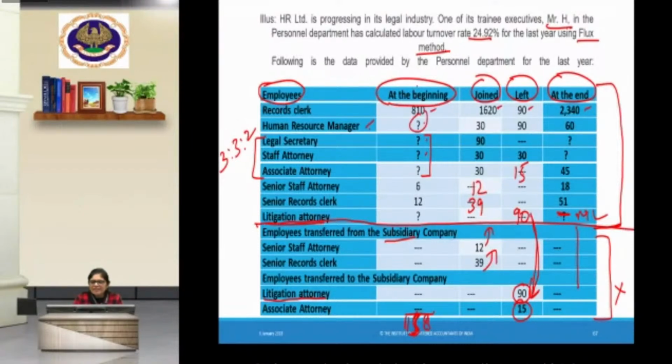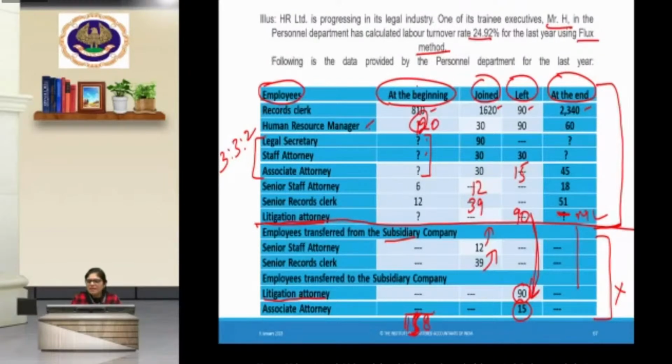Can we find the beginning? Yes, we can find the beginning. 30 have joined, 90 have left, and 60 is at the end of the period. So how much is the beginning? Can you calculate? 60 plus 90 minus 30. It should be 120. 120 should be HRM at the beginning of the period.